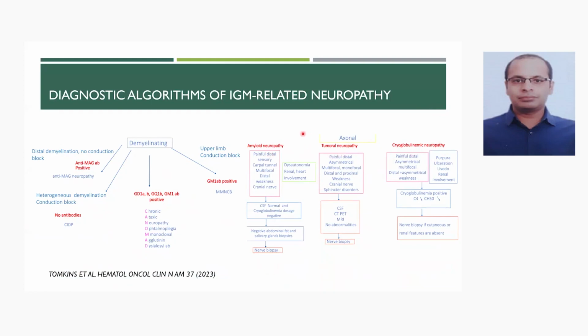Certain features are more characteristic. For amyloid, it's more of a painful distal neuropathy with carpal tunnel syndrome, and cranial nerve involvement may be seen. Fat pad is usually diagnostic. If that is not there, do go for a nerve biopsy. Cryoglobulinemic neuropathy will present with painful distal neuropathy, asymmetric involvement, and weakness. Other system involvement can be seen like purpura, ulceration, or livedo reticularis. Diagnosis is based on lower complement and CH50 levels. If all these things are absent, go for nerve biopsy in such scenario.